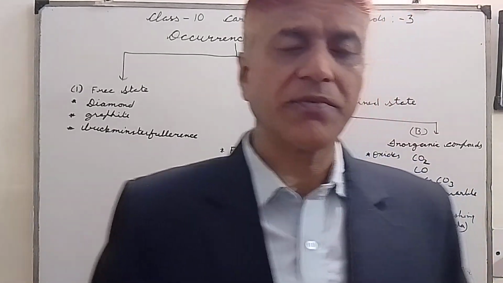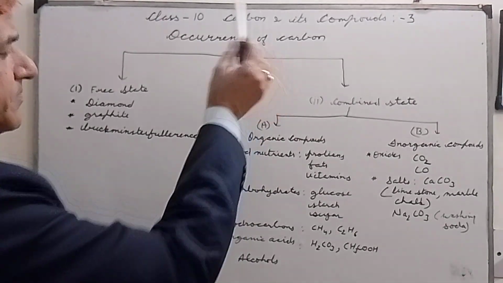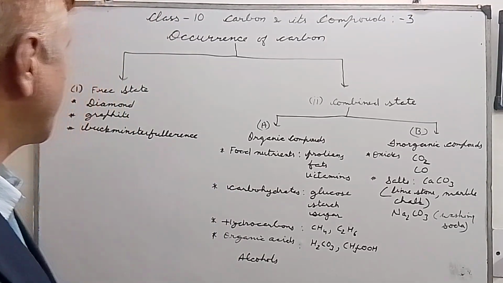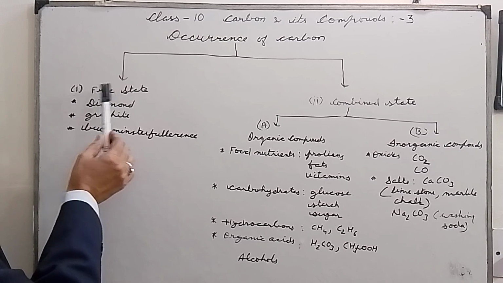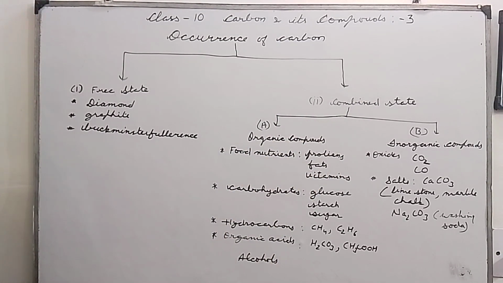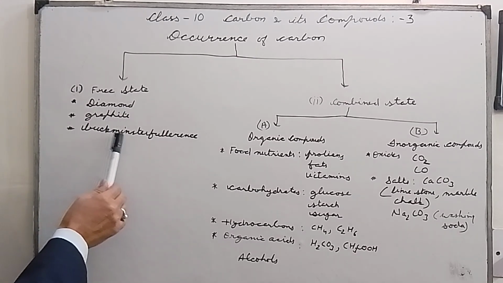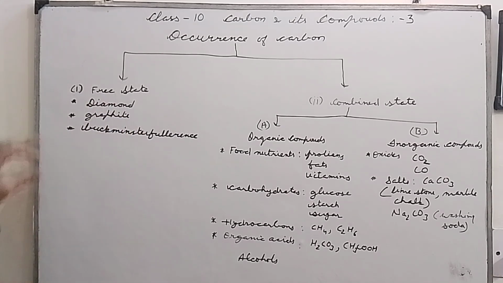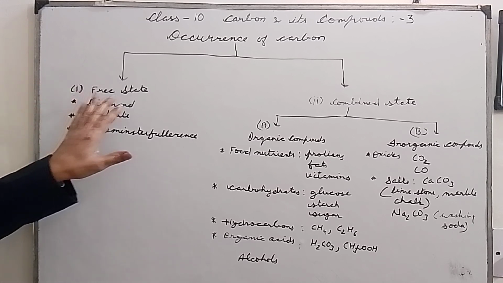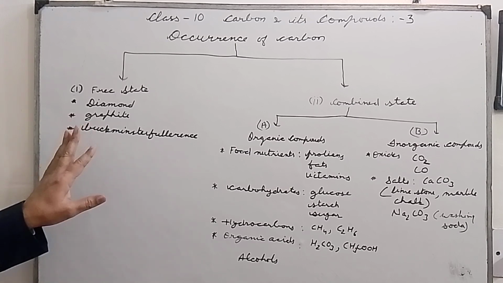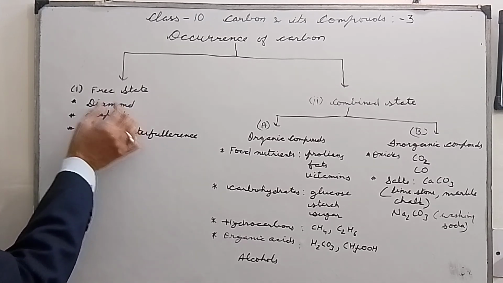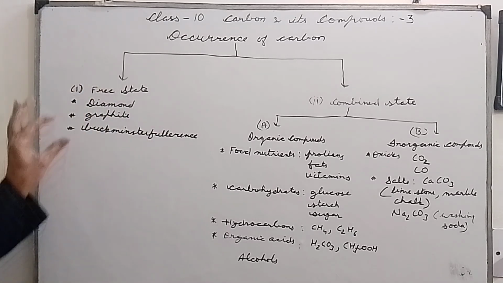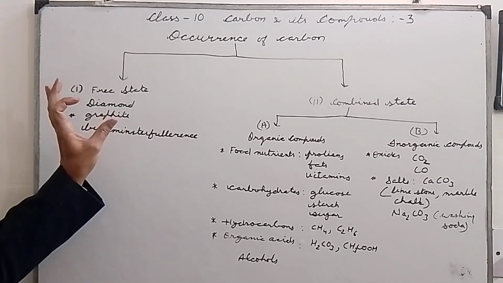And my dear students, today our topic is occurrence of carbon. That is, how carbon occurs, how carbon is found in nature. So carbon is found in nature in two states: number one, in free state, and number two, in combined state. Diamond, graphite and Buckminster fullerenes are found in free state. What is the meaning of free state? Free state in the sense that diamond is purely made up of only carbon atoms. Similarly graphite, and similarly Buckminster fullerenes. So all these substances are formed of only carbon atoms.